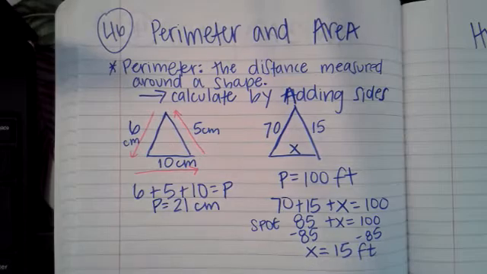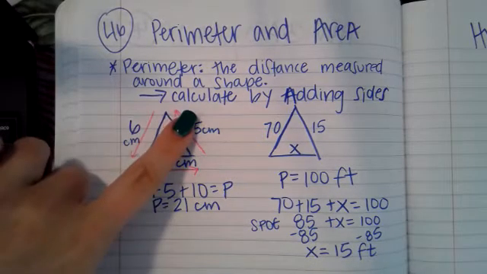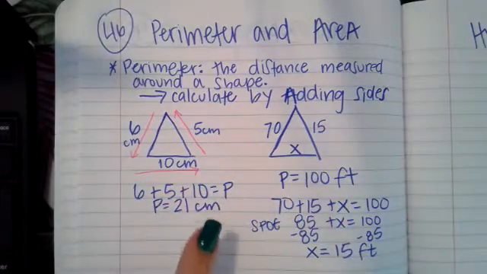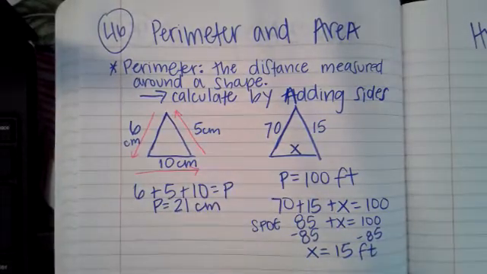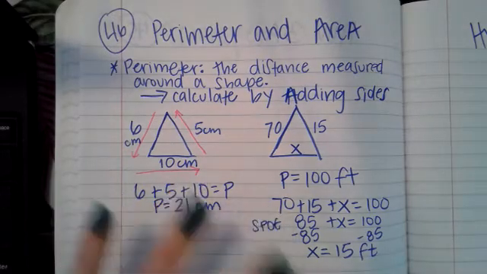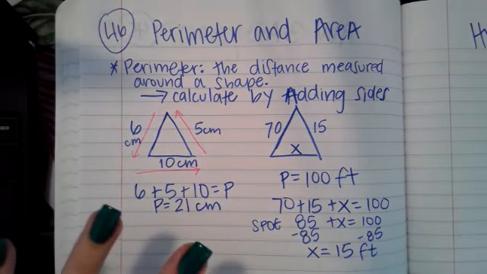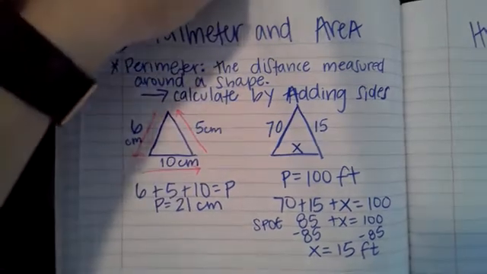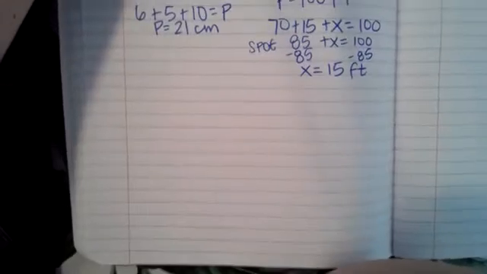Okay, so perimeter is the distance measured around a shape, and all we do is calculate by adding up all the sides. And knowing that formula, we can find the perimeter of any shape, not just triangles, but rectangles, parallelograms, trapezoids. When we get into circles, we learn a specific formula, but for any polygon shape, quadrilateral, we can use this process. Area is the other thing we're going to talk about in this video.